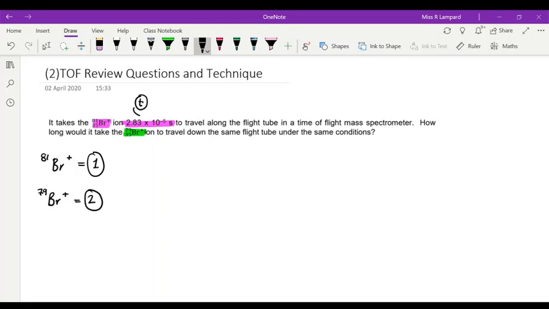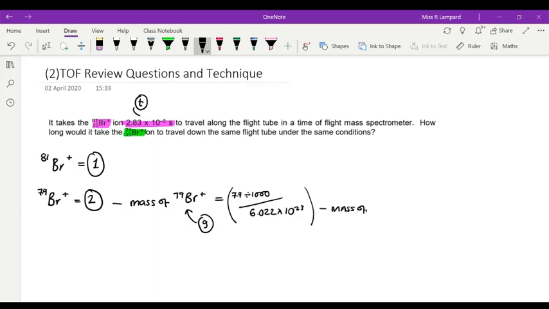Now let's have a look at the information that we've got. We know that we can work out the mass of bromine 79 by, and remember this is in grams to begin with, so that means we've got 1 mole of these ions to be 79 grams. So we convert that to kilograms by doing 79 divided by 1000, and remember divided by 6.022 times 10 to the 23. Okay, that will give us the mass of 1 ion in kilograms.